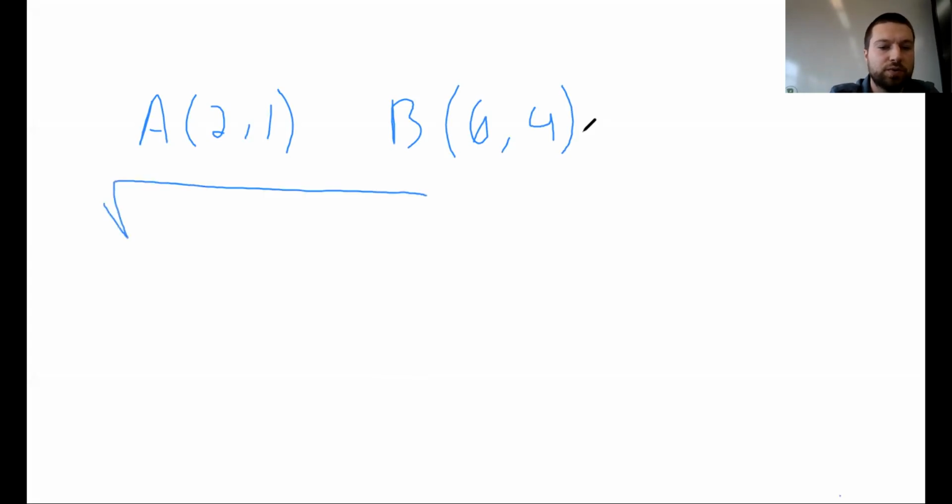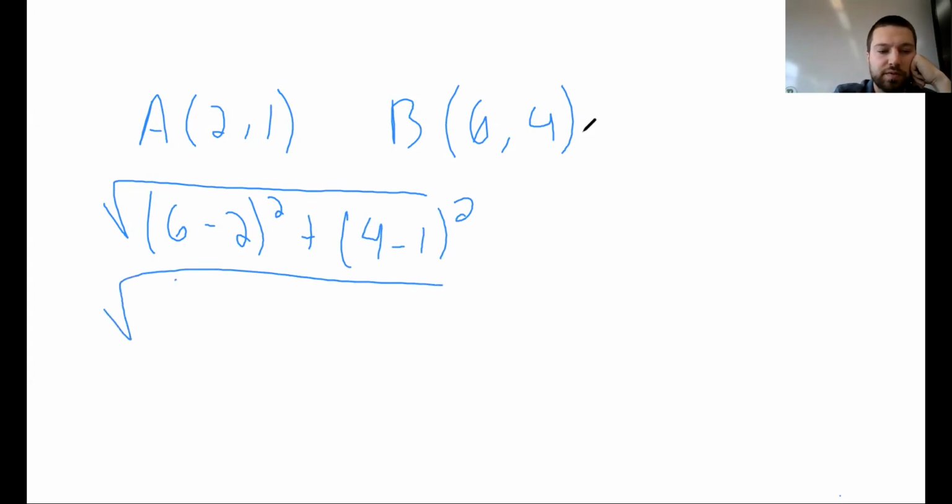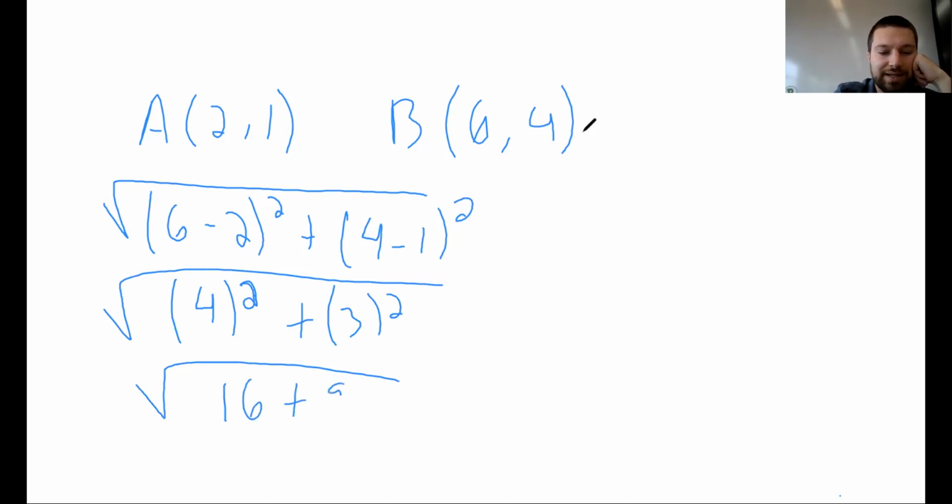So we're going to have the square root of our x2, which is 6 minus 2 squared, plus 4 minus 1 squared. Okay, so that's going to give us the square root of another 4 squared, which we had in the last one, plus 3 squared. Okay, so that's going to give us the square root of 16 plus 9. Okay, so if I continue on the right side here, that gives us the square root of 25, and this one comes out nice.